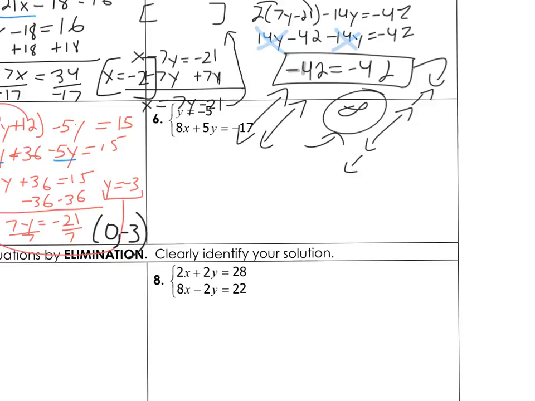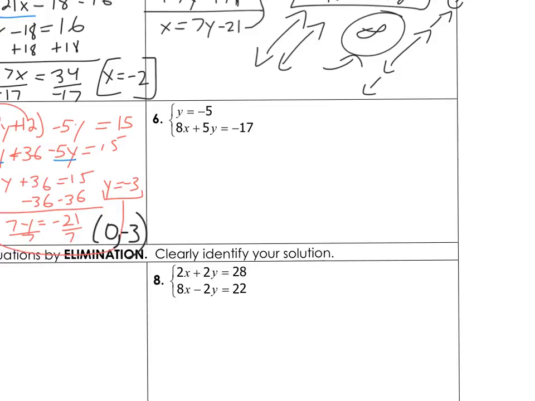And the last one has this junk over it. Let me see if I can move it. There we go. So number 6, we have y equals negative 5. And 8x plus 5y equals negative 16. So luckily this is already solved for y. Anywhere we see a y, we're going to plug in negative 5. And that'll give us our x.